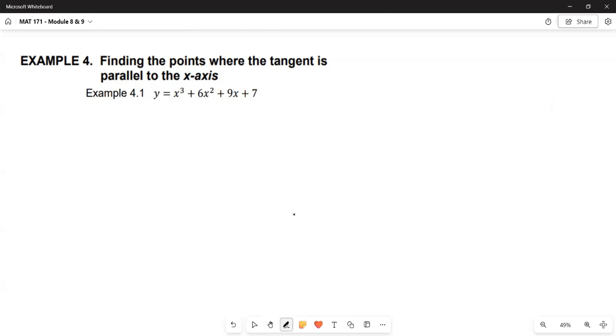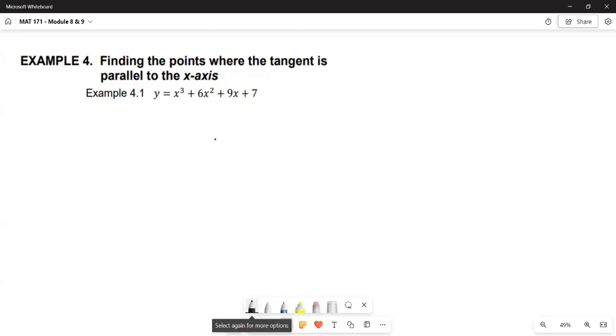So we have here y is equal to x cubed plus 6x squared plus 9x plus 7. So try natin i-apply ulit yung ginawa natin kanina sa mga previous example. So magiging dy over dx is equal to 3x squared plus 12x plus 9. Okay? So di ba yan din yung slope? And then try natin na i-equate sa 0.